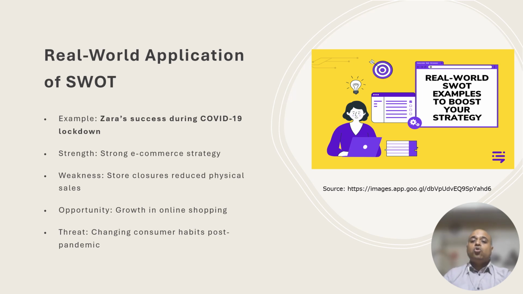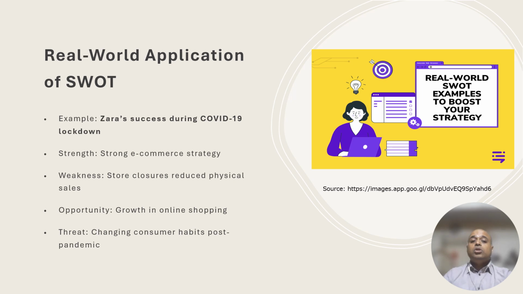Despite having a strong online presence, Zara still had thousands of physical stores worldwide. With lockdown restrictions, these stores couldn't operate, leading to a drop in overall sales. This highlights how over-reliance on physical stores can be a weakness in uncertain situations.